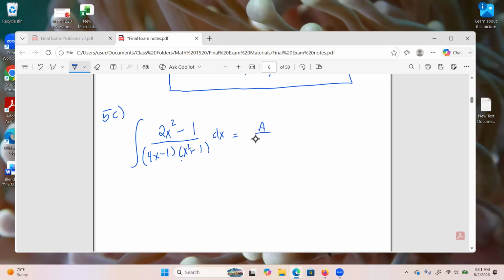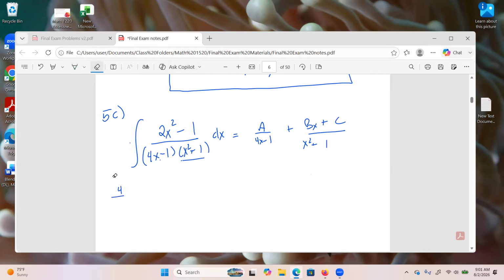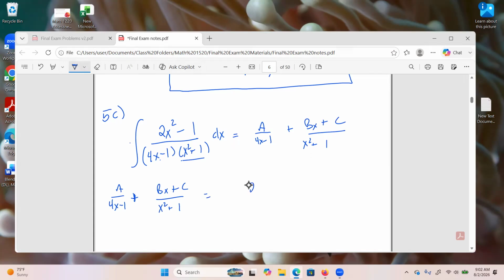We're going to say we have an A over 4x minus 1 because this is a linear term. And then we have an irreducible quadratic, so we're going to need a Bx plus C over x squared plus 1. So we have A over 4x minus 1 plus (Bx plus C) over x squared plus 1 equals (2x squared minus 1) over (4x minus 1)(x squared plus 1).